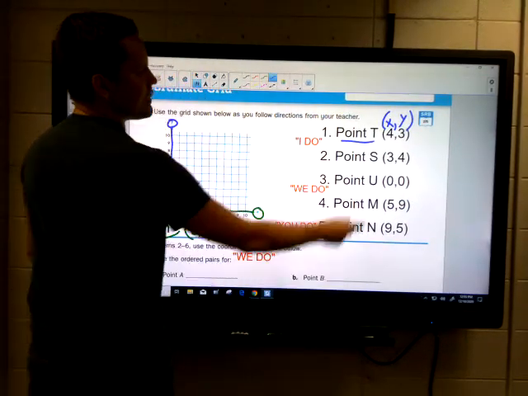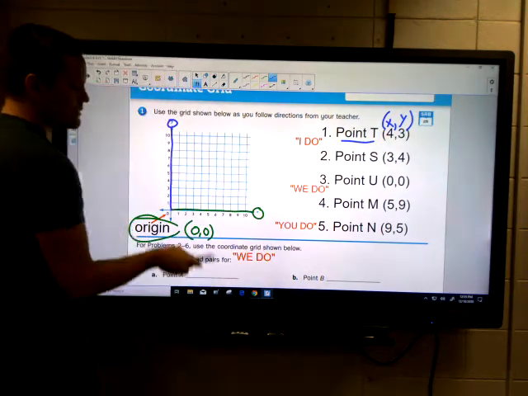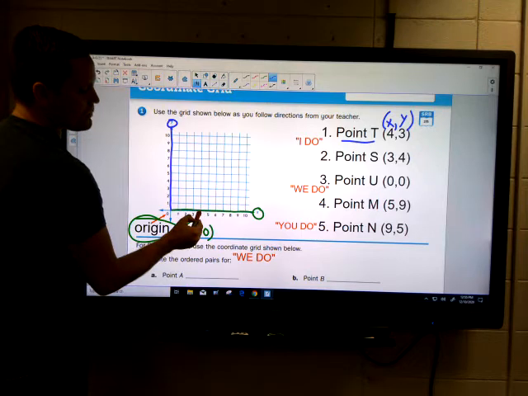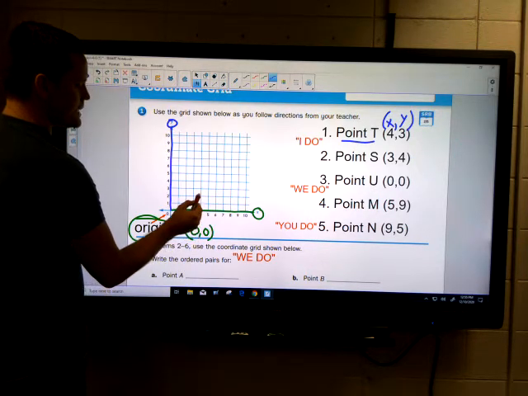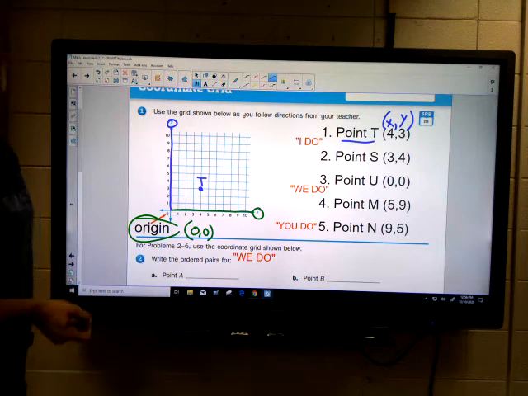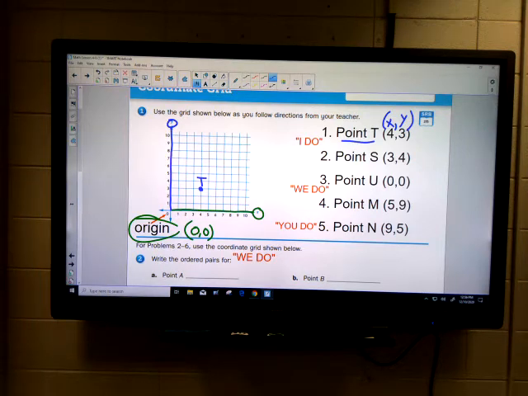For example, watch me on the first one here. Point T. I'm going to dribble to my 4, dribble to my 4, and then I'm not going to put a point yet because I have to shoot it at 3. I'm going to go up 3 lines. And I'm going to plot my point as point T. I need to label those points as well, so point T. Can you guys see that okay? Give me a thumbs up if you can.